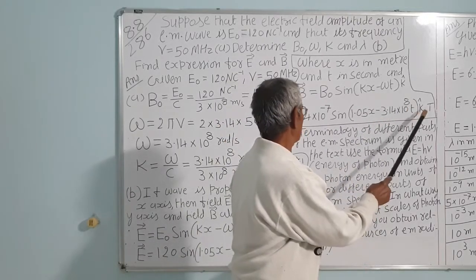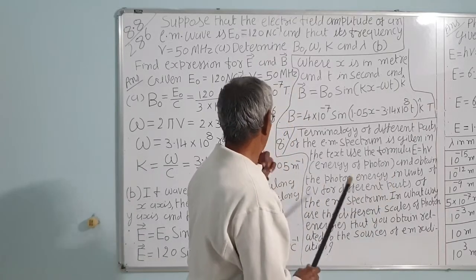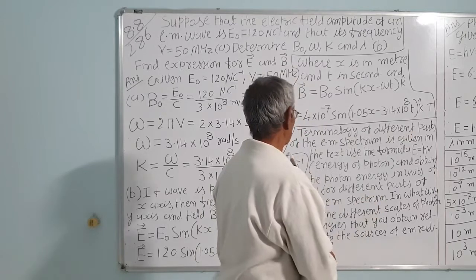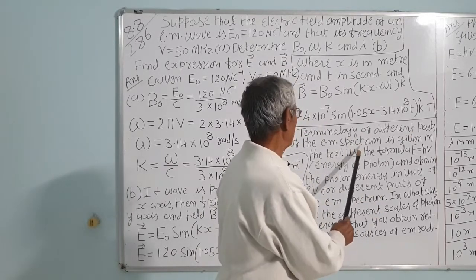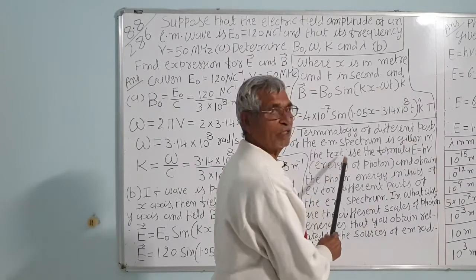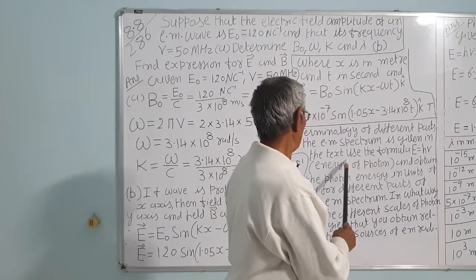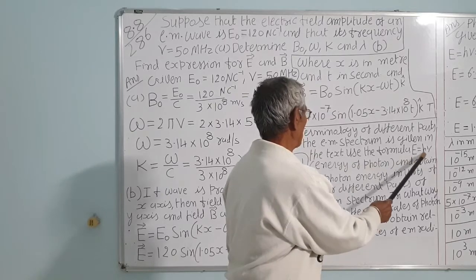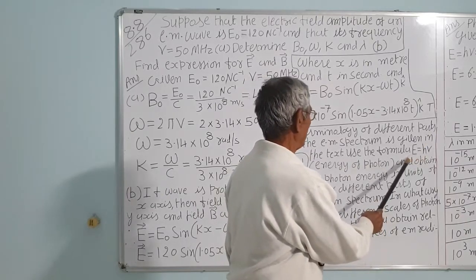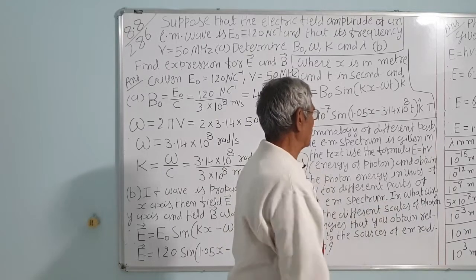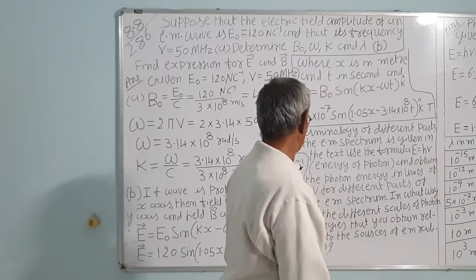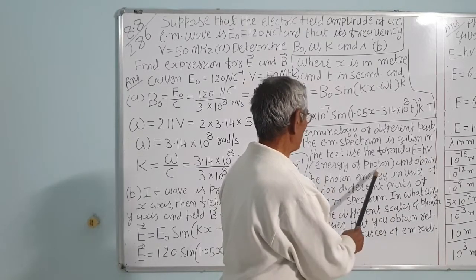Along the z axis, that is k, and unit Tesla. Now 8.9, terminology of different parts of the electromagnetic wave spectrum is given in the text. We have already seen this spectrum table. Use the formula E is equal to h nu. Energy of a photon is h nu, where nu is the frequency of the wave and h is the Planck constant. That is the energy of a photon.